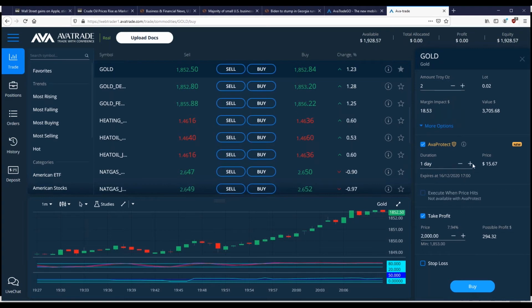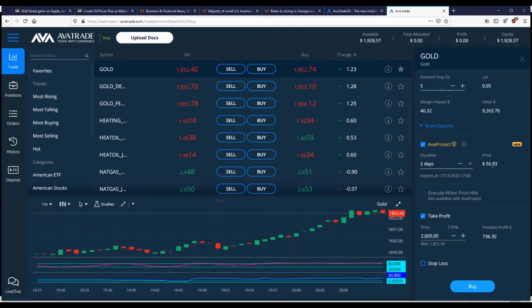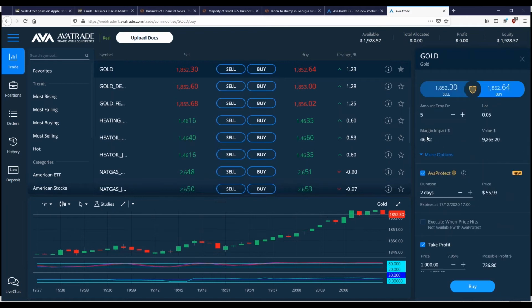So maybe I want 2 days coverage. That's only $22. So in that case, maybe I can do a bigger trade then. Maybe I do 5 ounces. Now I more than doubled my profit potential, and I'm still only risking $56 for 2 days coverage. Okay, so the margin impact is shown here, 46.32 for 5 ounces. Okay, as I change it, it changes the margin impact and my potential profit and the cost of the protection, etc.